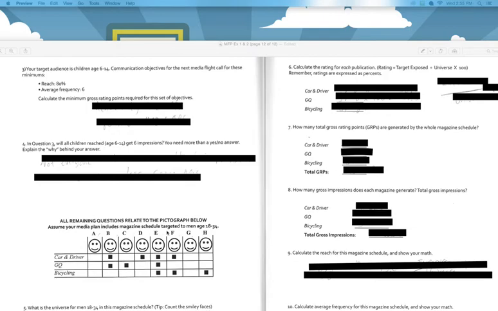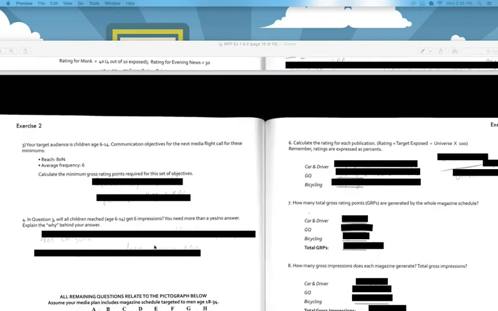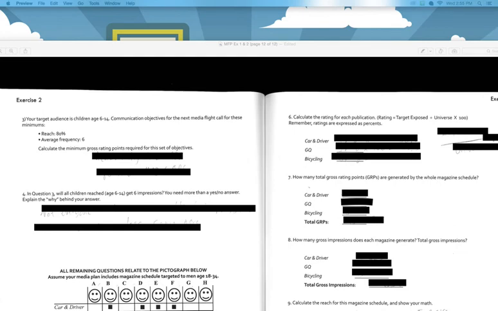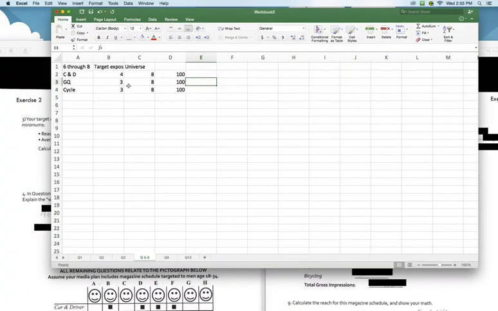Divided by the universe, which we know by our little smiley faces in question number 5 is 8. And then again, plug in the numbers. So in this case we do 4 divided by 8 times 100 equals 50. So in this case we're looking at the rating. A rating of 50, and the rest are 37.5. So this is going to be our ratings here.